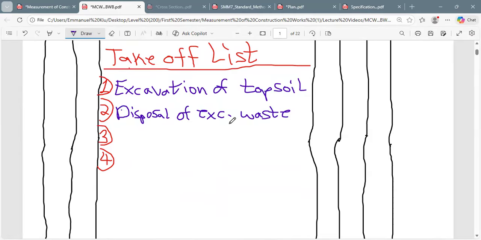So disposal of excavated waste. And the next thing we do after the disposal is something we call the surface treatment. When we talk about surface treatment, it just entails the compaction, the filling, and all the rest. Those petty things we do are part of the surface treatment. So the next thing I'm supposed to do is the surface treatment.